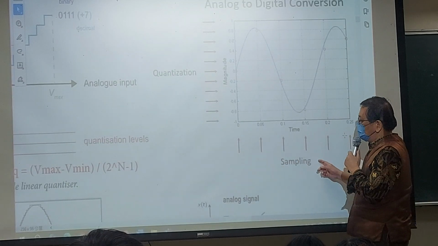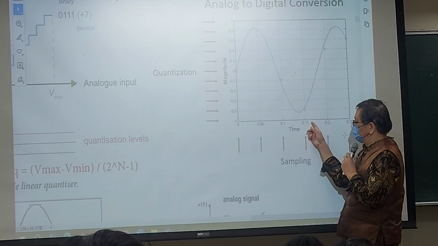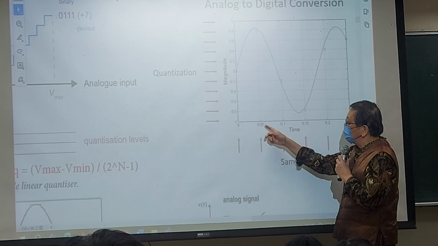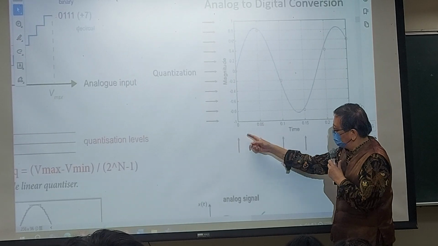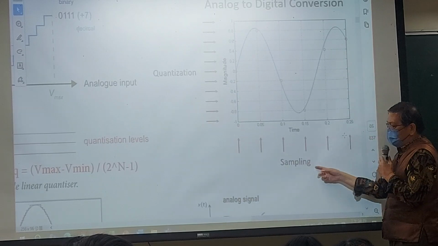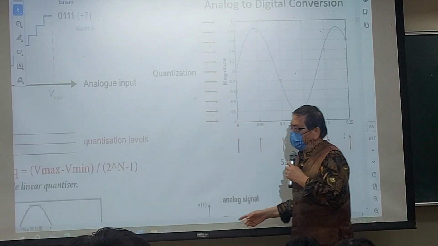For the sampling, we mean we discretize the signal in time. So we only take samples at every sampling time. In this figure, we take the sample at every 0.05 second. Take sample, take sample, take sample. That's the sampling process.